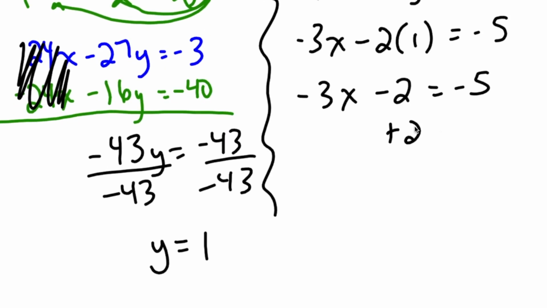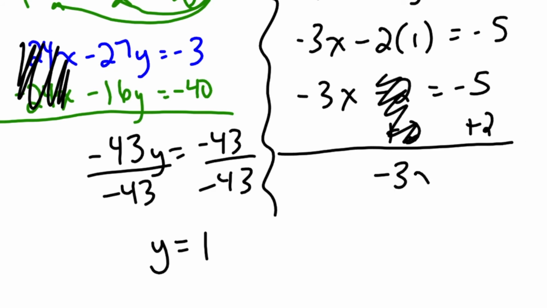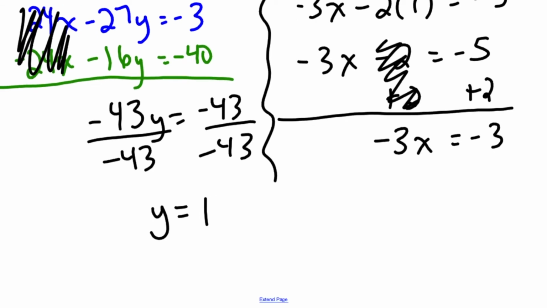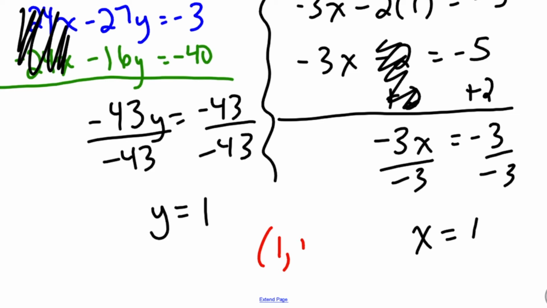Add the 2 to both sides. There we go. These are gone. I got negative 3x equals negative 3. Divide by negative 3, and I'm going to end up with another 1. So x equals 1. Final answer must be written as a point. There you go. Final answer.